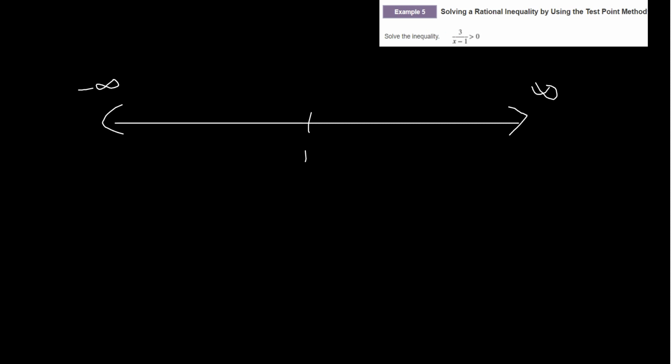So if positive 1 is my test point, and again, that's because, if I didn't make it clear enough already, there's nothing else here except for what makes that denominator equal to 0. There's nothing else to mess with. And where that denominator is equal to 0 is going to be a boundary point. Well, we have the interval over here from negative infinity to positive 1, and we have the interval here from 1 to infinity.